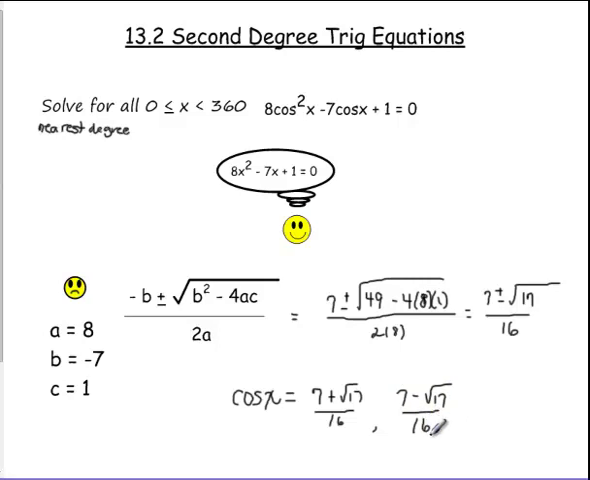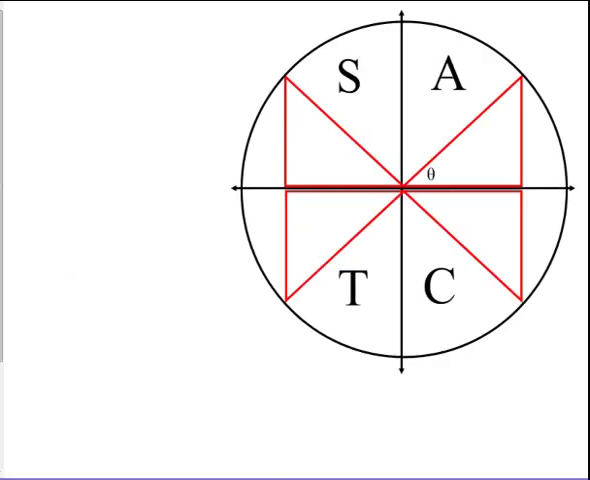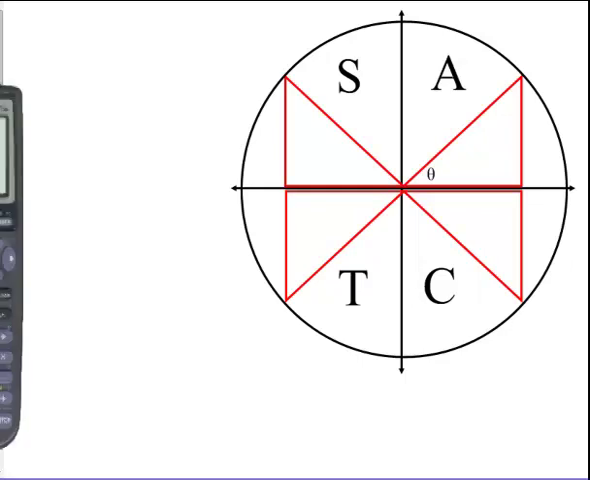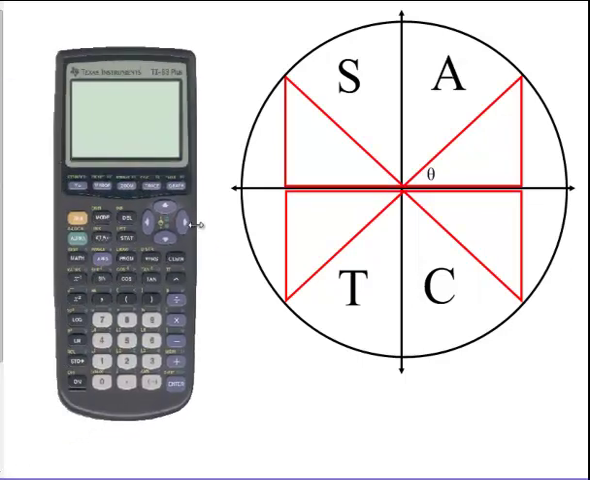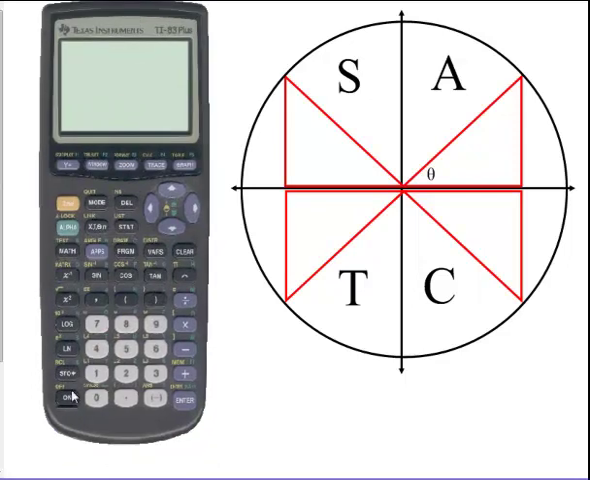Well, that's great. I still have to figure out the angles. How am I going to do that? Well, we're going to go back to the good old unit circle. So, whip out your graphing calculator. Make sure you're in degree. And I'm going to take 7 plus the square root of 17, divide that by 16, and there we go. We got a decimal approximation.